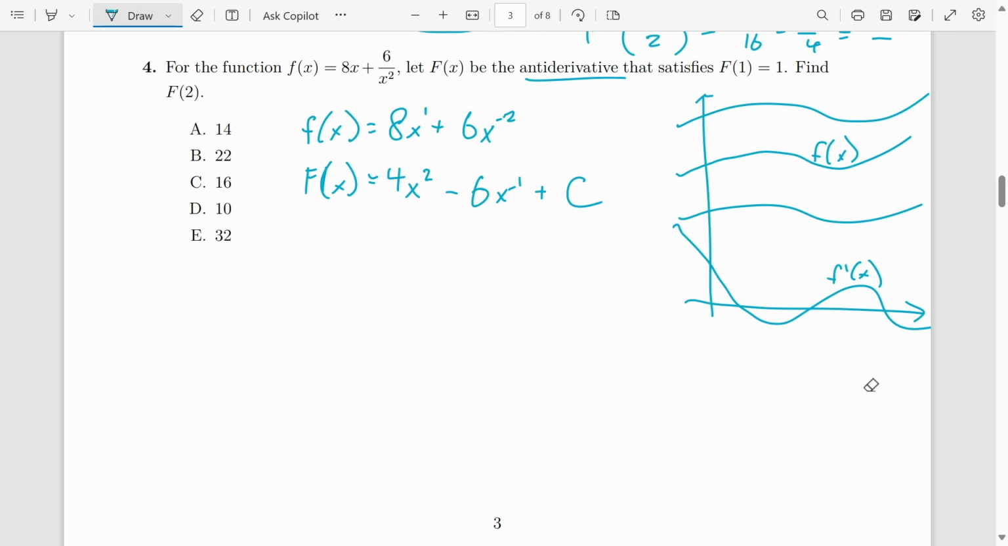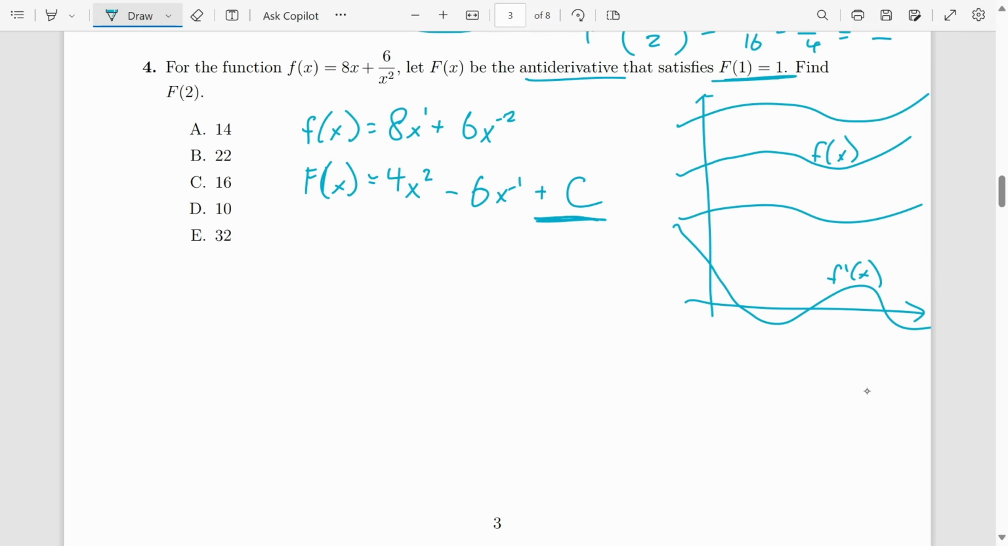So to account for that, we add this arbitrary constant c at the end. And this c represents this distance here. We don't know how high up it was, so we just put in this placeholder c to make sure that we don't forget about it. But fortunately, we are able to find out what c is going to be here, since we're given an input and an output for one particular solution for this antiderivative.